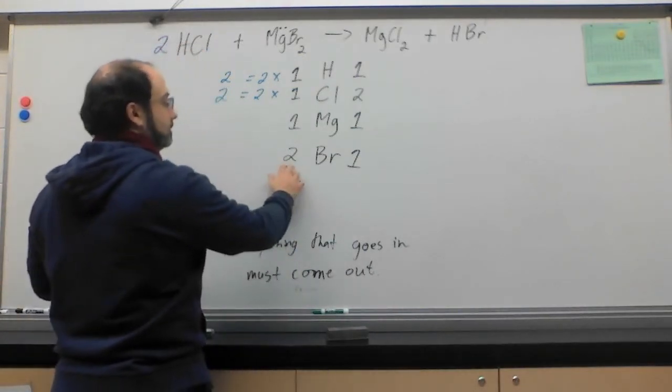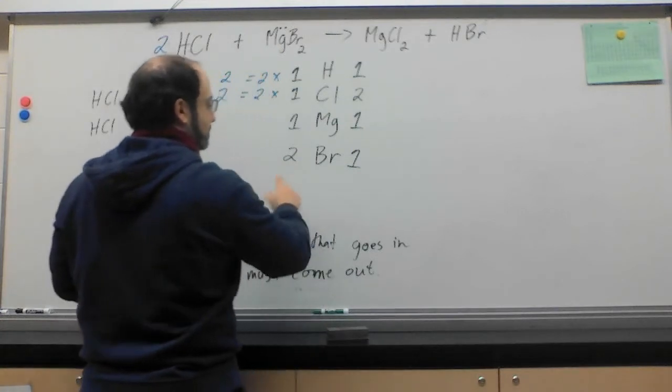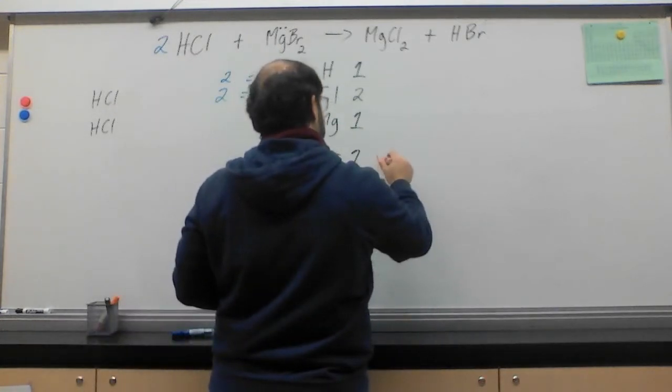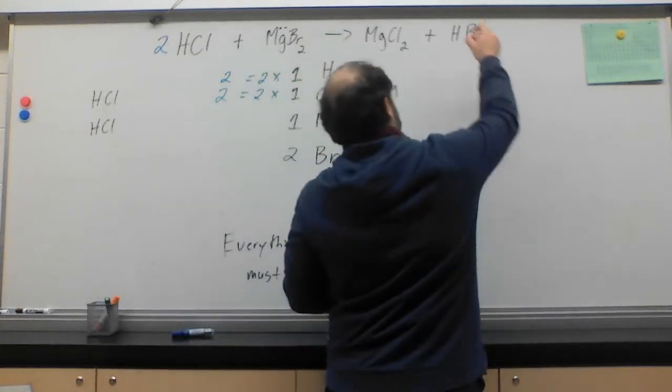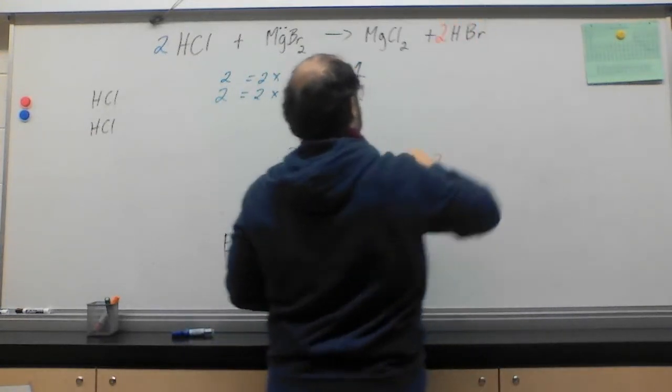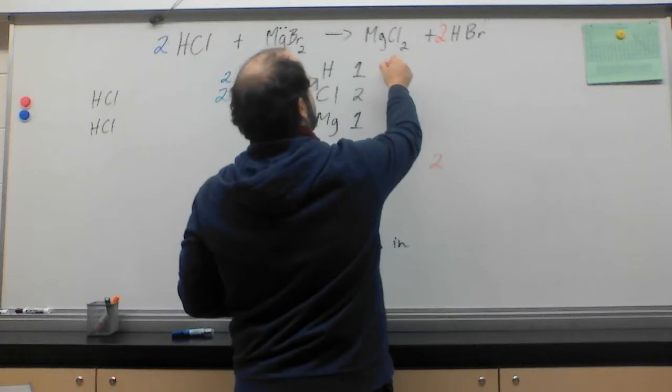Next, I'm going to check bromine. Well, I got 2 here. I've only got 1 there. So I'm going to do exactly the same thing. Times it by 2 gives me a 2. So doing it in red, I come up here. I find where the bromine is. I put a 2 in front. I multiply the hydrogen by 2.